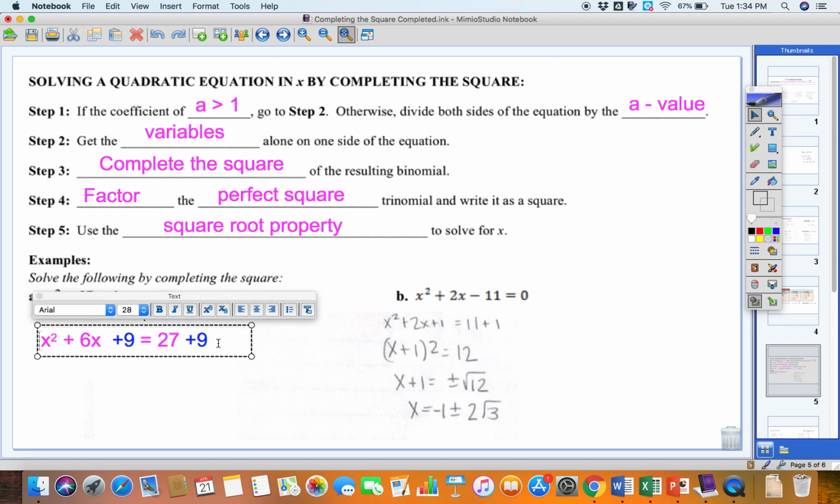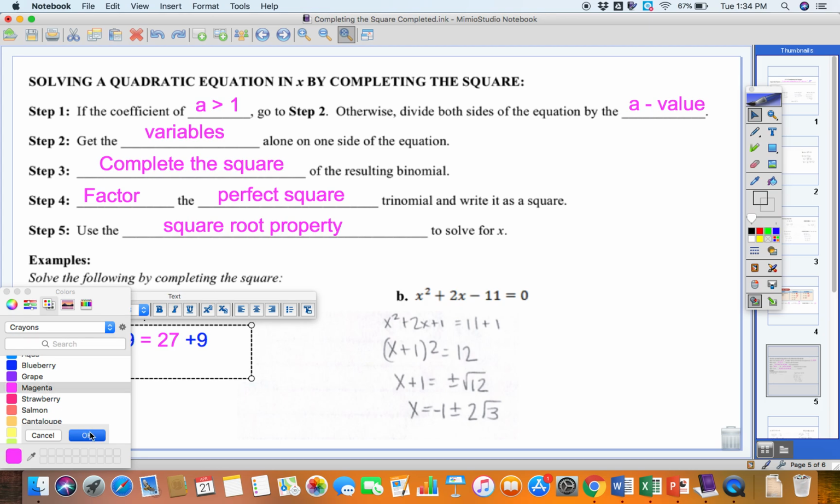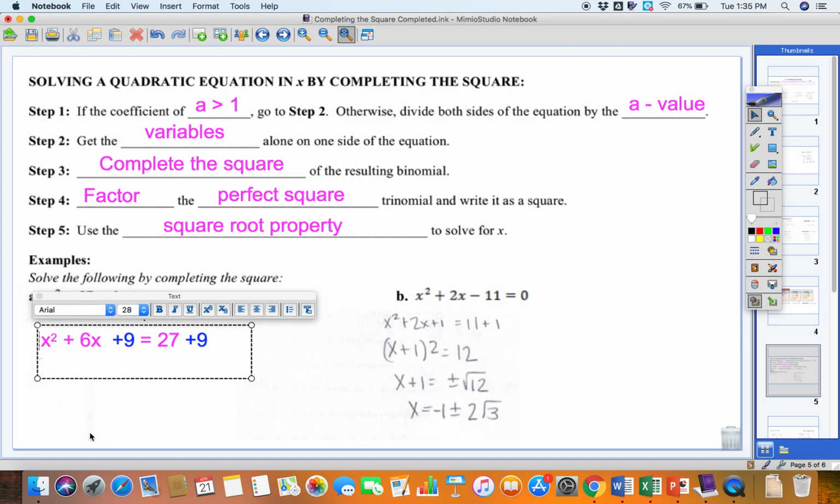And then I'm going to go back to the pink so that you can see that nothing else is added. So we added the plus 9 to both sides. That was the completing the square part. So now we're going to factor the perfect square and write it as a square. So we're going to have x plus 3 squared is equal to 36.